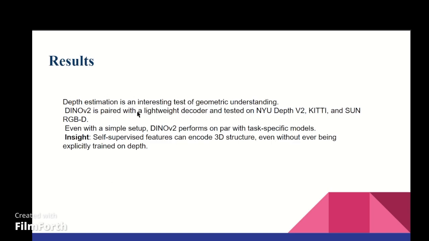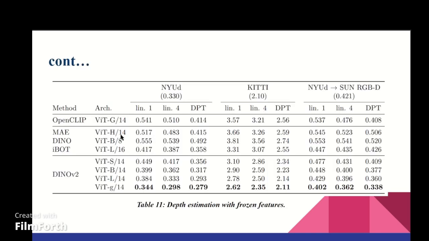Now for depth estimation, it was tested on NYU Depth V2, KITTI, and SUN RGB-D, and mostly DINOv2 performs on par with task-specific models, and the key takeaway is its self-supervised features can encode 3D structure even without ever being explicitly trained on depth. And these are the results of the depth estimation with frozen features. So here you can see it is almost equally on par with the SOTA models.